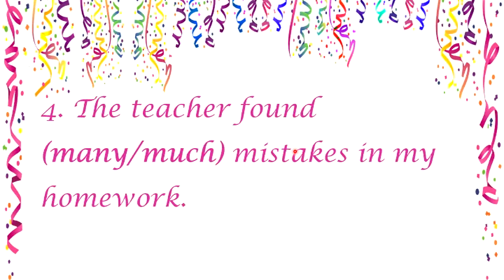Number 4. The teacher found many or much mistakes in my homework. Now see, we are talking about mistakes here. The adjective we have to choose is used for mistakes. Now mistakes is a countable noun, right? You can count it. So what should come? Yes. Just tell me which adjective should come. You're right. The teacher found many mistakes in my homework. And since you can count the word mistakes, so the word many is an adjective of number. Okay? Keep on revising this as well.